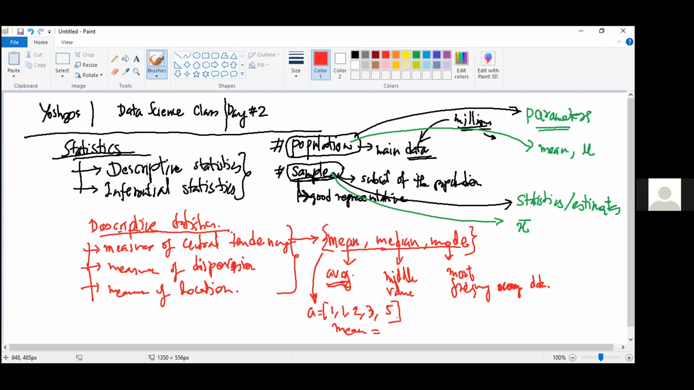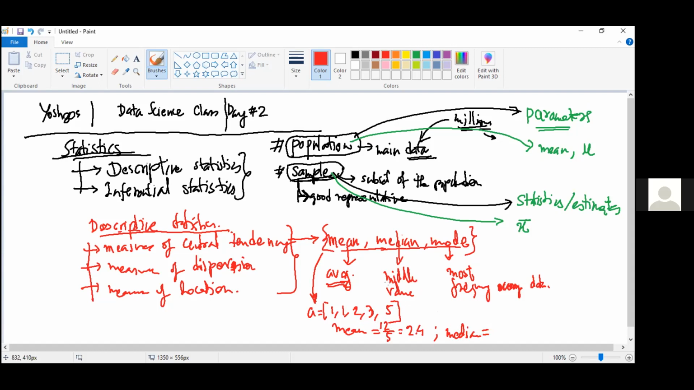What is its mean? How do you find the mean, the average? It's simple, right? You just sum them all and divide by the number of observations. The sum is 12 and we have 5 observations. So that makes the mean 2.4.